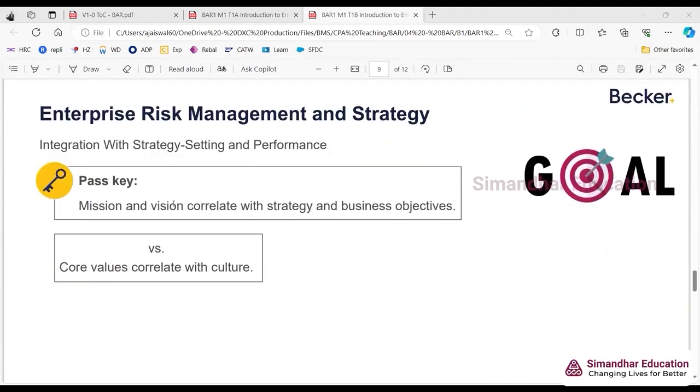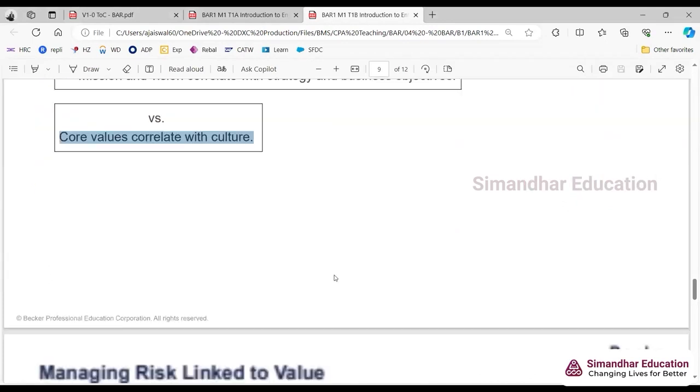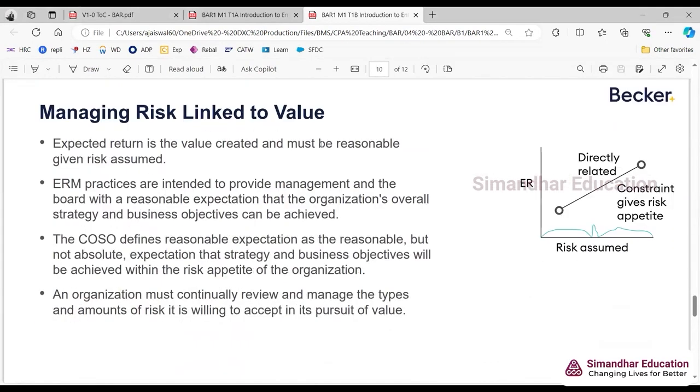See, mission and vision correlate with strategy and objectives. Core values correlate with culture. This is what we discussed. So risk and rewards, there is a correlation, right? So the higher the risk, what will be the return? Higher or lower? Yeah, so it was a trick question. As Virbal has said, it depends.